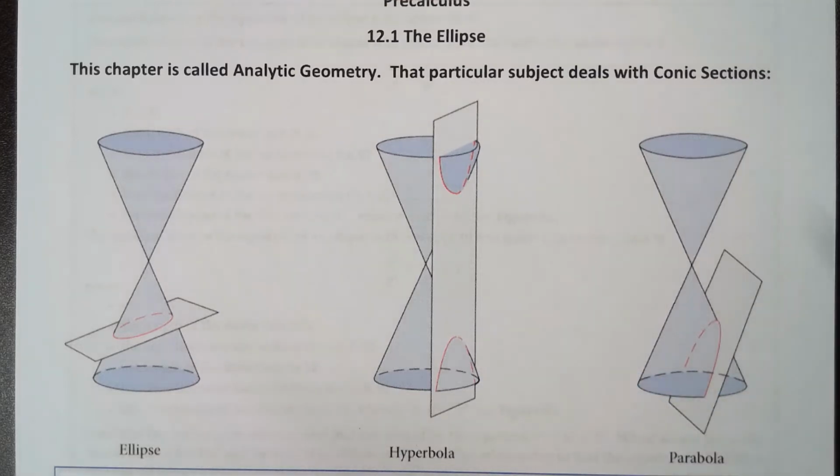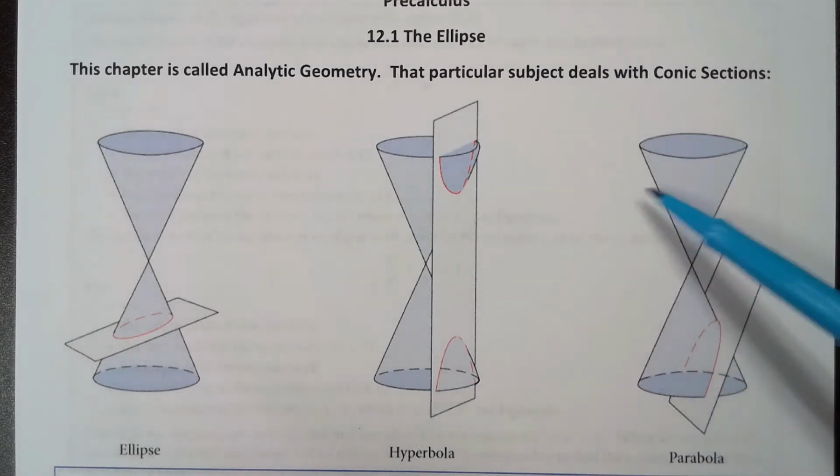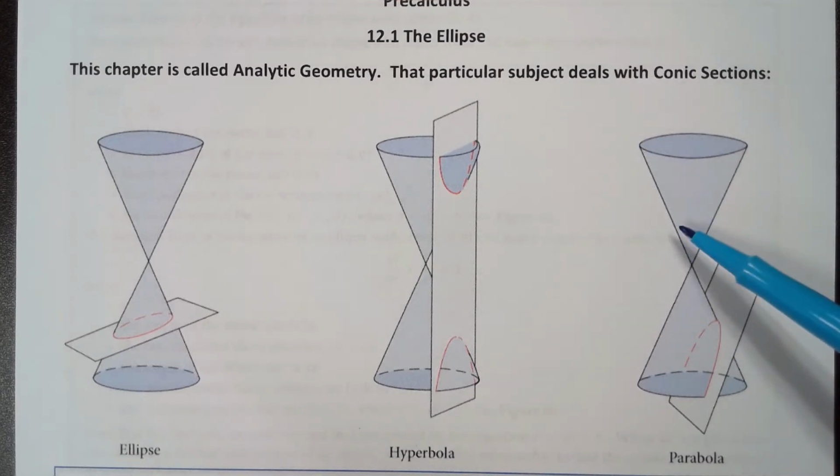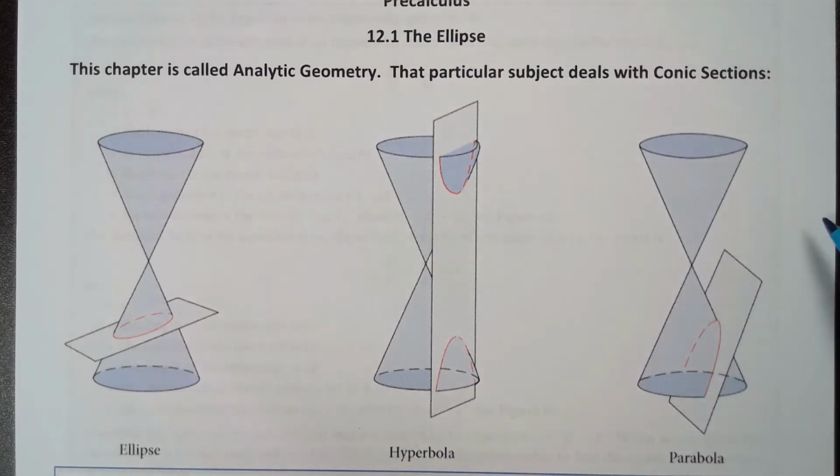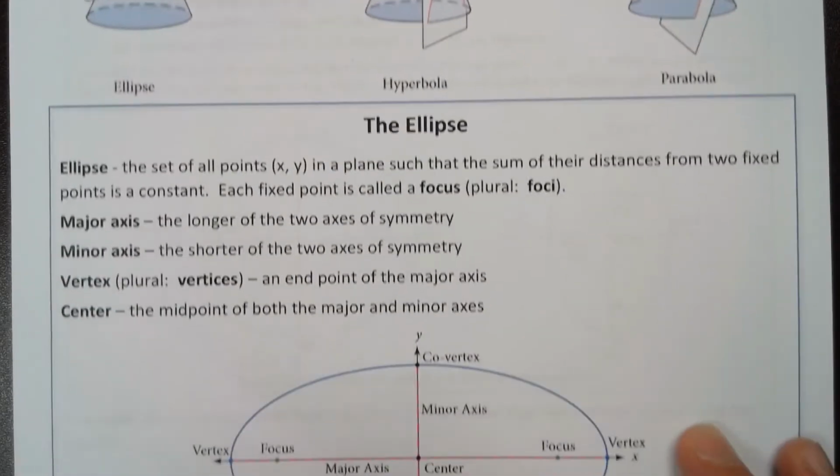And then of course we have the parabola, which is where we kind of slice this at an angle and we get this upside down parabola. Of course, if we slice this one up here, the same way, we would get a facing up parabola. Okay, so let's get some definitions.